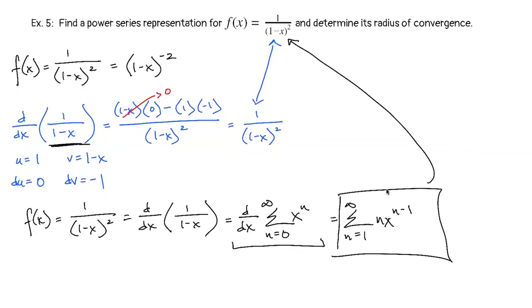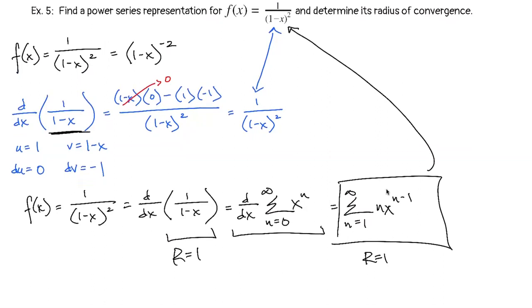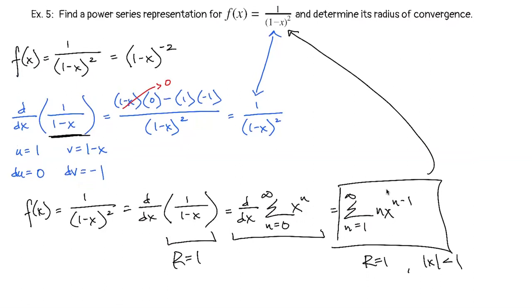Now, we did also learn that the radius of convergence for the derivative is going to be the same as the radius of convergence for the original, okay? And so since we know that this has a radius of convergence equal to 1, the radius of convergence for our derivative is also 1. And if you wanted to say the interval of convergence, you could say that the absolute value of x has to be less than 1. Okay.